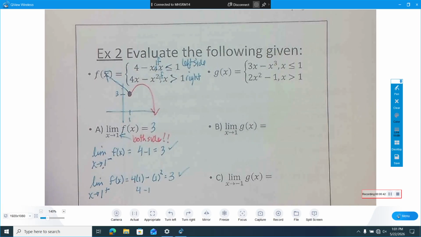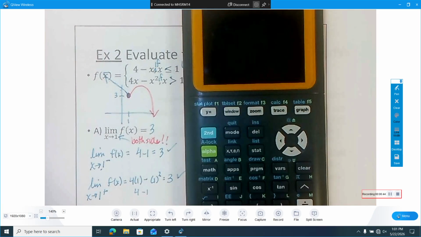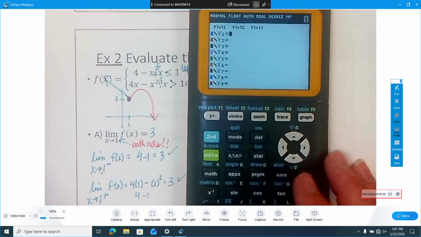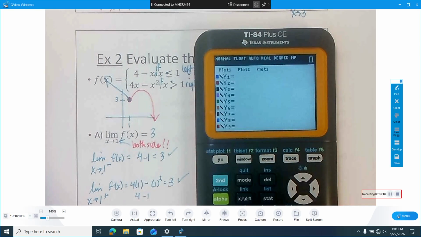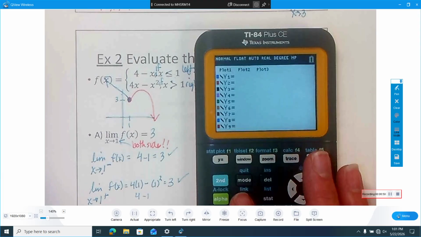Do you know that I haven't done this in a while? Can you put them in? You can plug in piecewise functions to your calculator. Hold on, I haven't done it in years and years.